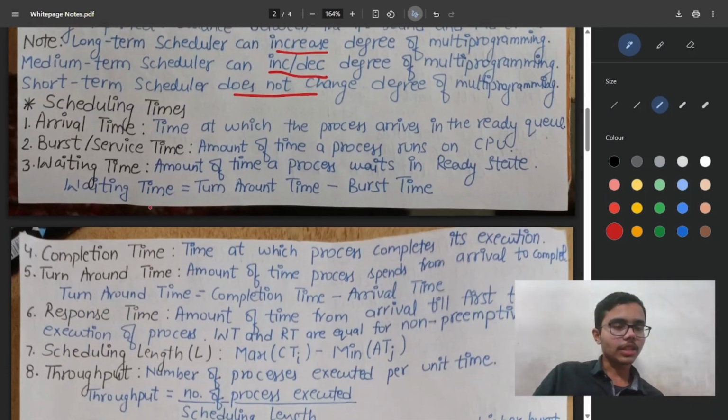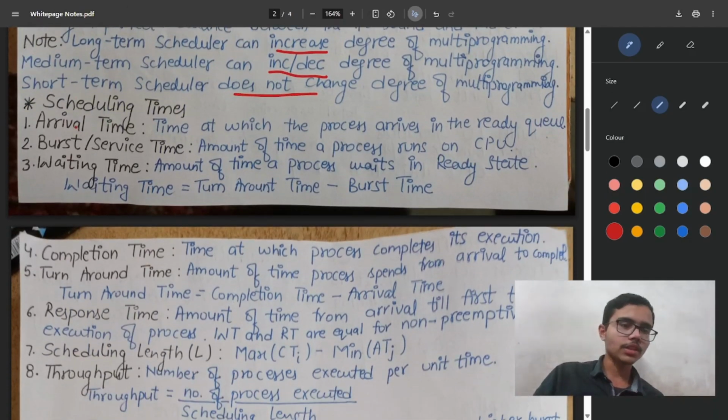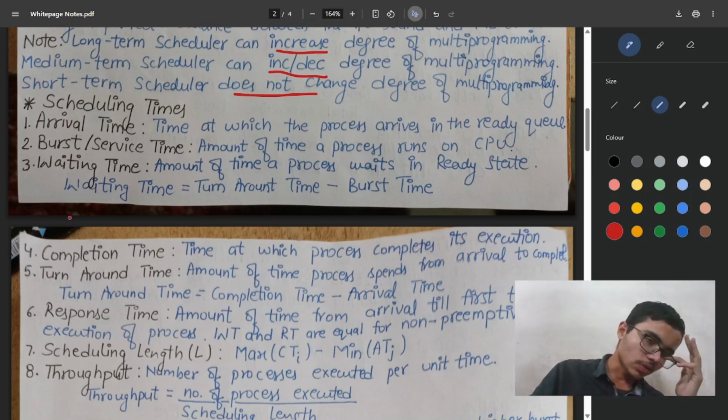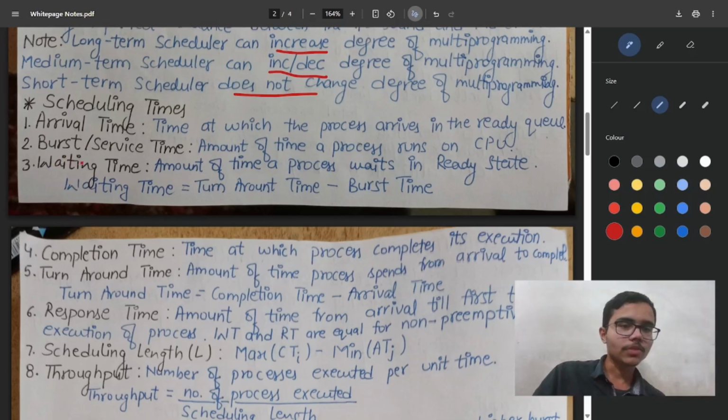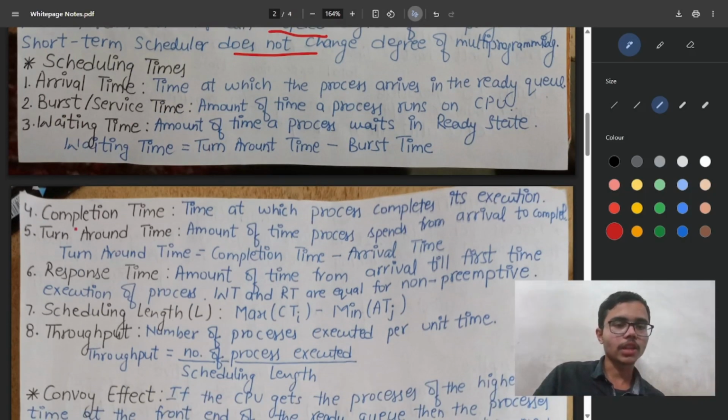Scheduling time, these are the things which I have written. There is no use of this, as these only help in the numerical part. If you want to listen, you can, but this is a numerical part, and you only have to know the meaning of these terms. If you already know, you can skip this.